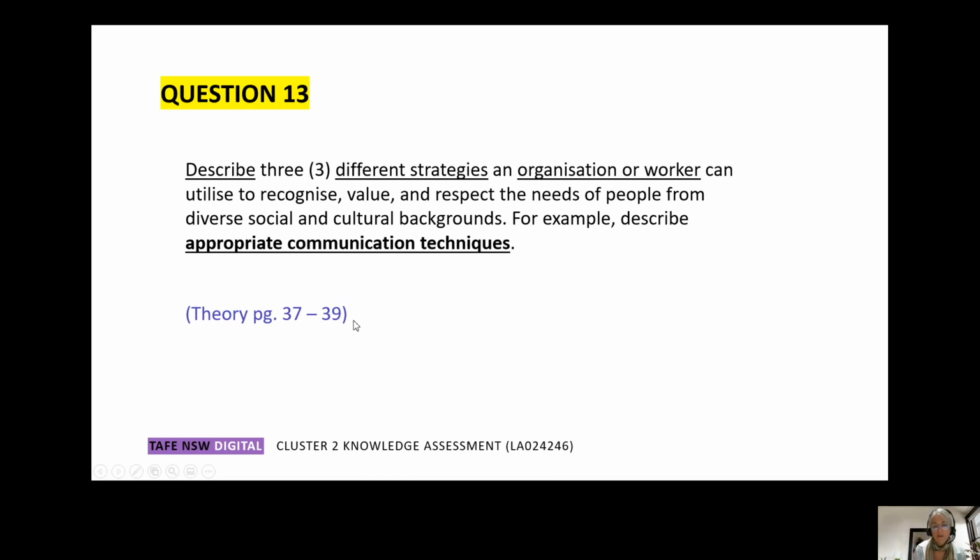Go to page 37 to 39, read the theory that relates to this question, and then consider 3 different strategies, thinking about different communication techniques that you could employ to be able to recognise, value and respect the needs of people from diverse social and cultural backgrounds. So, how can you communicate with them in an effective way? And identify 3 strategies. And there's a lot of strategies in this particular section of the learning resource.